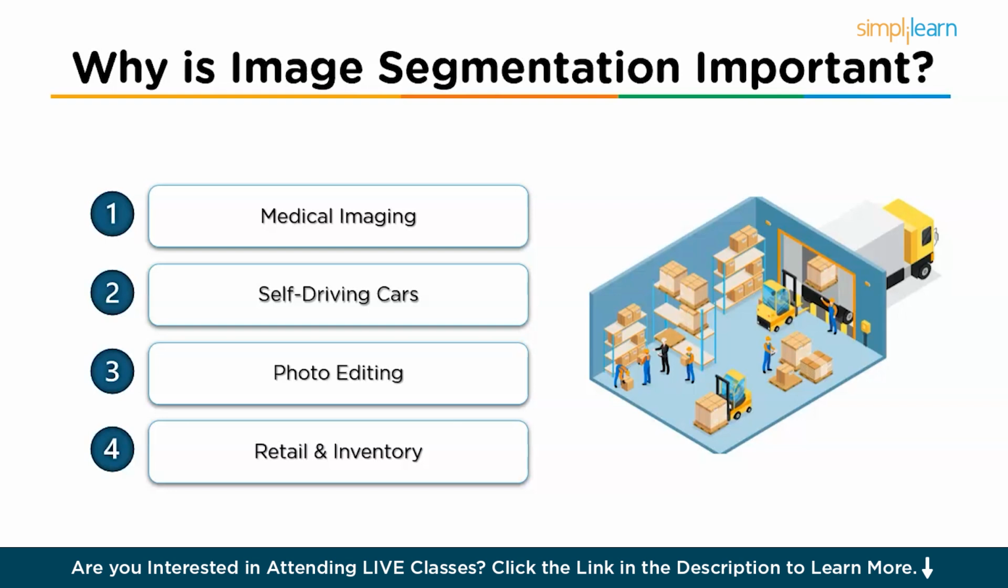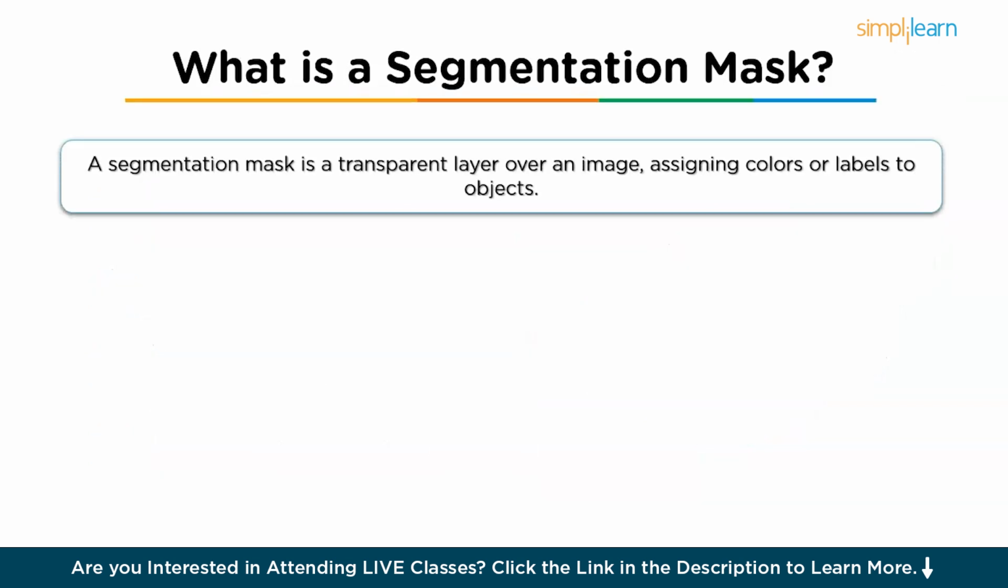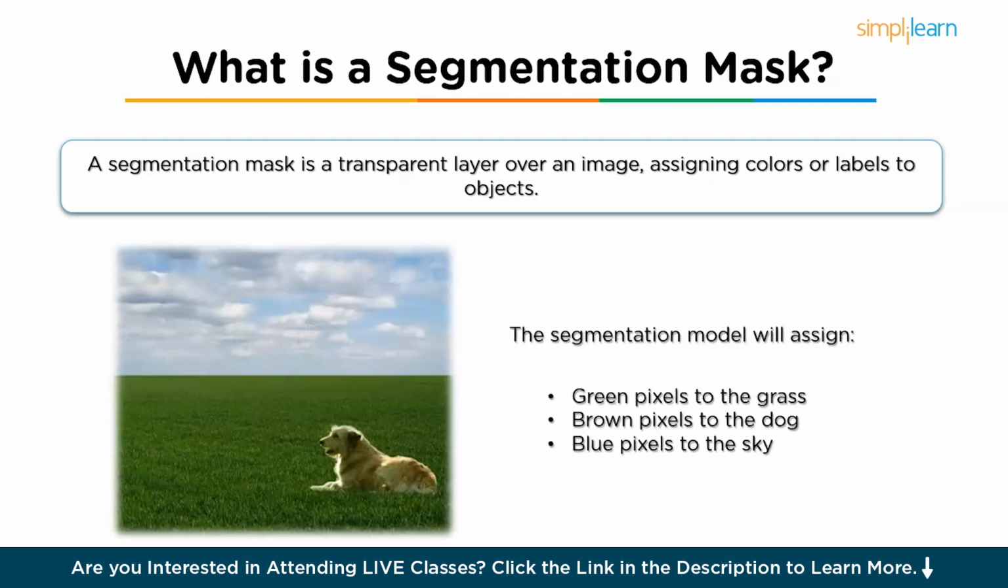just labeling objects. Now, what is a segmentation mask? So a segmentation mask is the output of an image segmentation model. So it's like a transparent layer placed over an image where each object is assigned a different color or label. So for example, let's say we have an image of a dog sitting on the grass with a blue sky in the background. So the segmentation will assign the green pixels to the grass, brown pixels to the dog, and blue pixels to the sky, which we'll see in this demo.